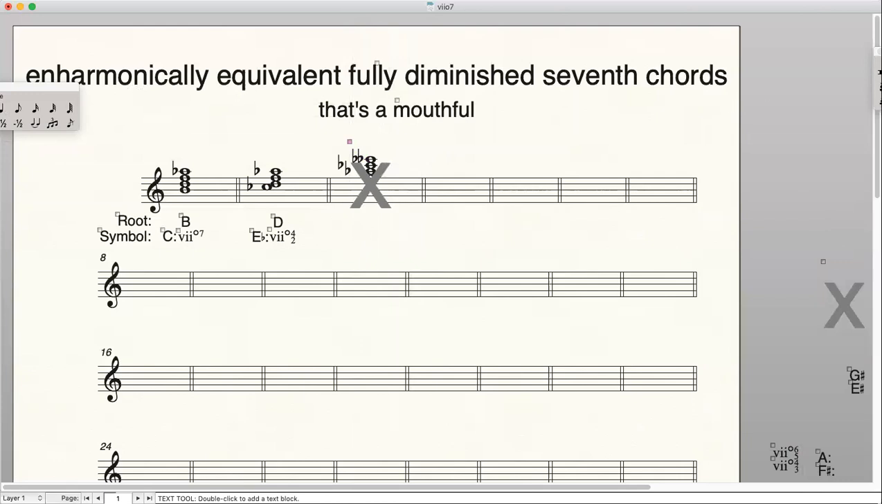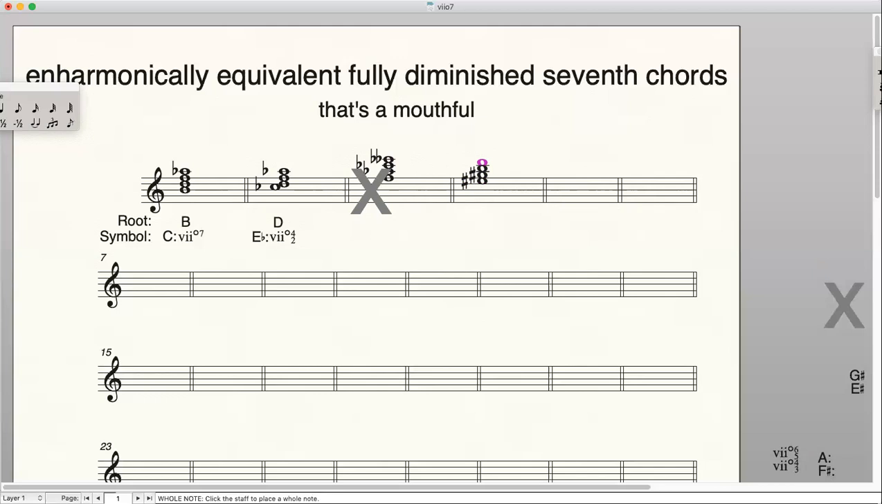So why don't we think of another way that we can respell this chord? Any ideas of how we can use enharmonicism to do that? How about, instead of using F as the root, let's respell it as E sharp, its enharmonic equivalent. If we do that, we would have E sharp, G sharp, B natural, D natural. That's a much more user-friendly way to spell this chord.